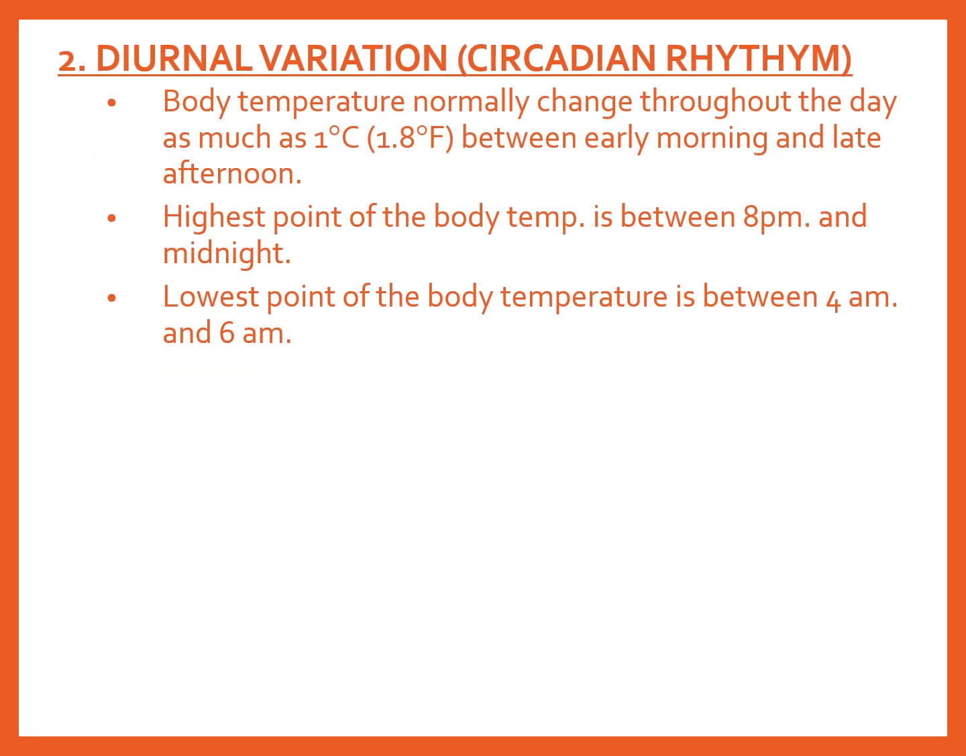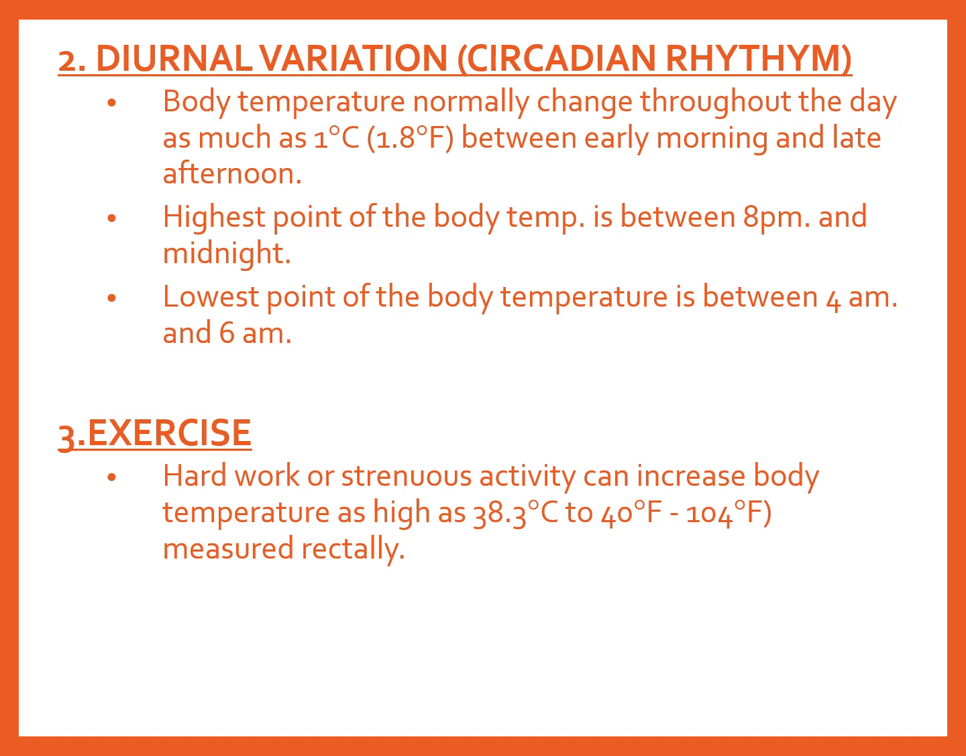Another factor affecting body temperature is the diurnal variation, or the circadian rhythm. Body temperature normally changes throughout the day as much as 1 degree Celsius between early morning and late afternoon. The highest point of the body temperature is between 8 p.m. and midnight, and the lowest point is between 4 a.m. and 6 a.m. Another factor would be exercise.